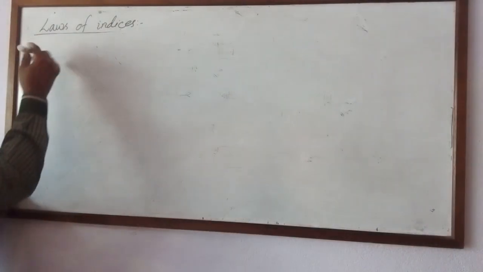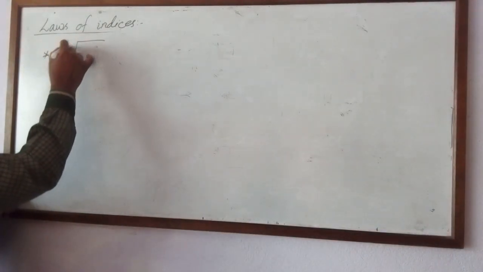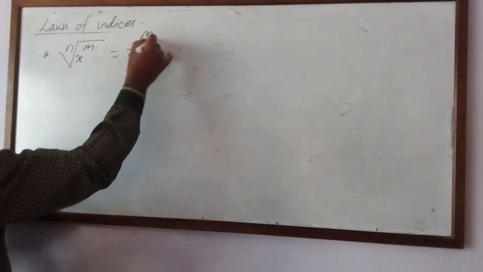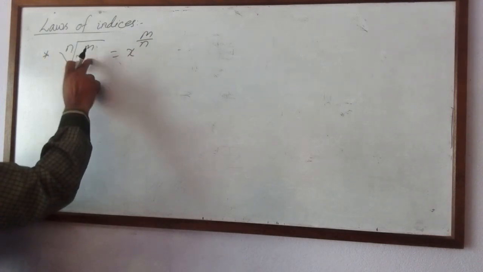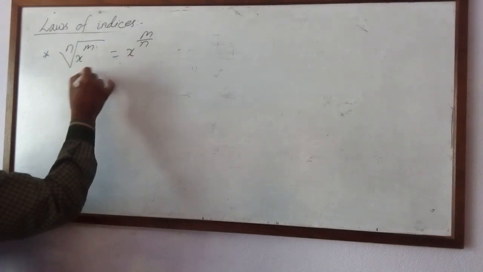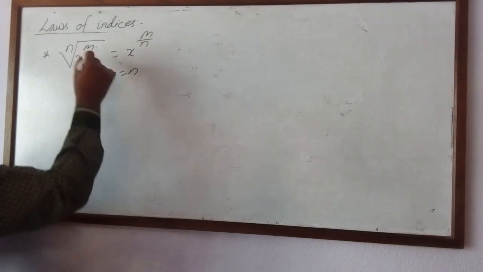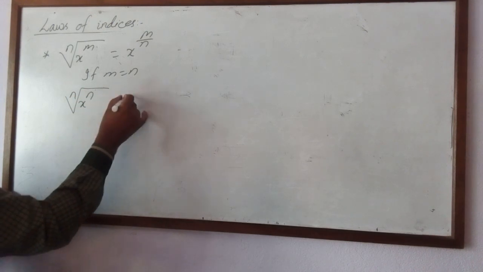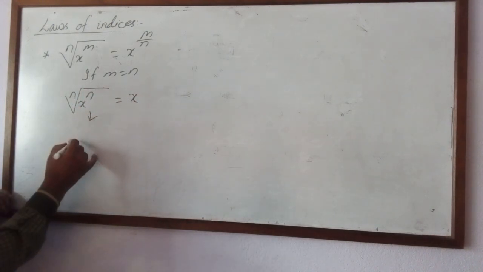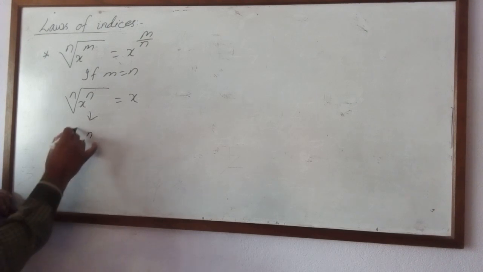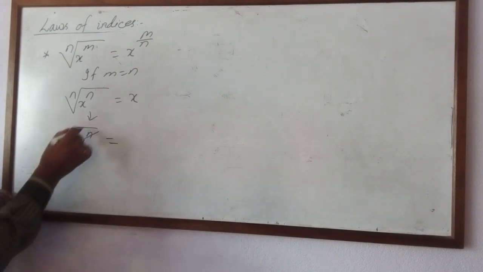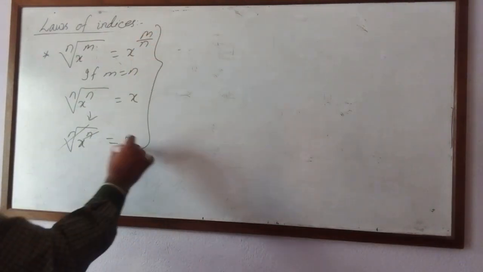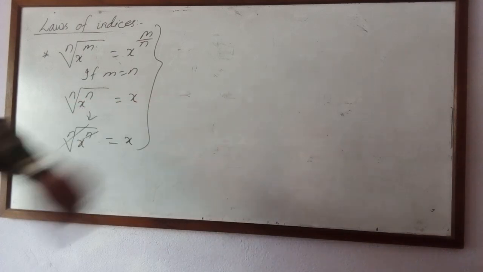I'll write in short form like this: n x power m, m by n. This one you can change in this form. If m equals n, then n x power n, we write this. And this one, generally what we do, x n and this they cancel and they write like this. But this 3 short form I wrote, expanded I did.